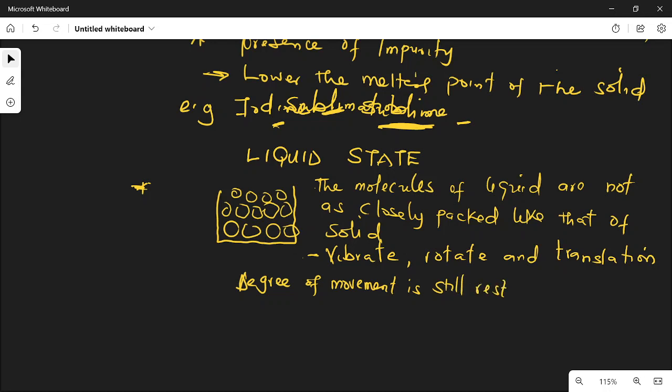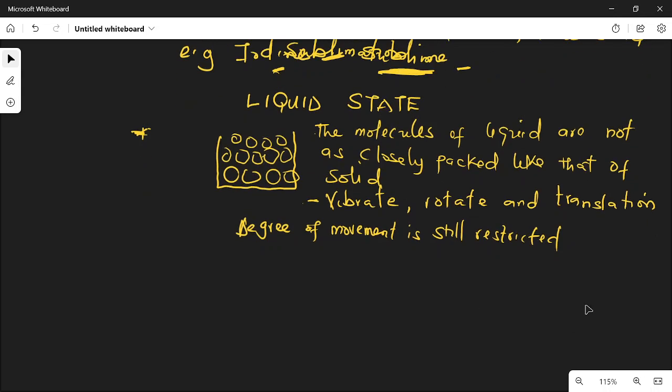but not restricted like that of solid, because solid molecules don't even have spaces in between them. Because there are spaces between molecules of liquid, they can actually move, but the movement is not that free because there are still cohesive forces between them. So we need to understand that.